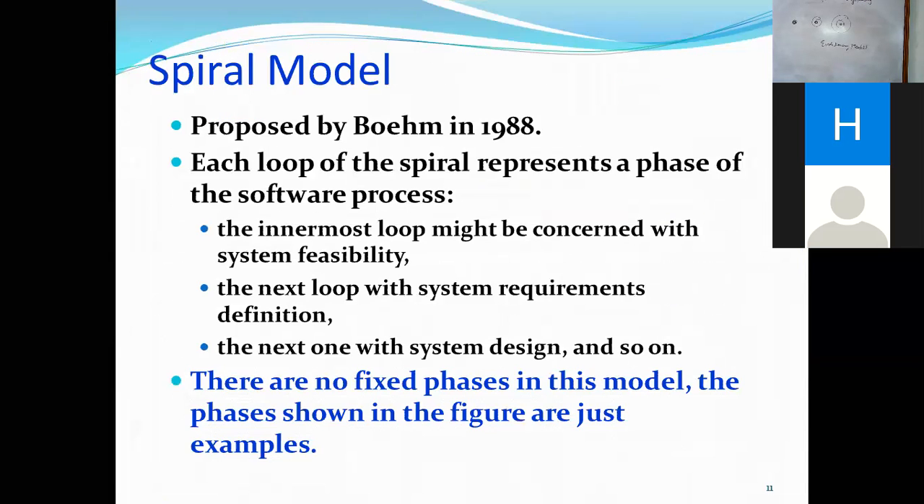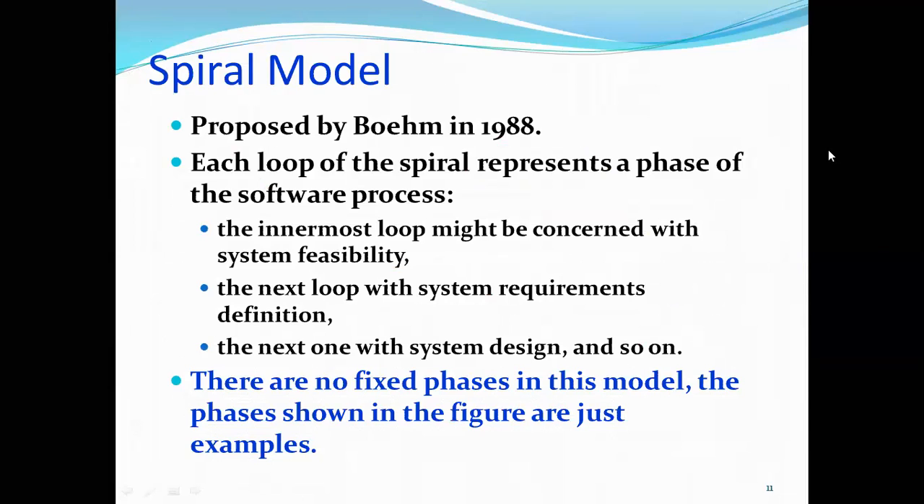And the spiral model. This model was given by Boehm in 1988. Each loop of the spiral, it is in the form of a spiral. I'll show you how the spiral is going to work. Each loop of the spiral represents a phase of the software process. So every loop represents a software process.